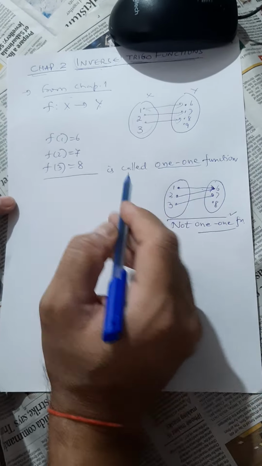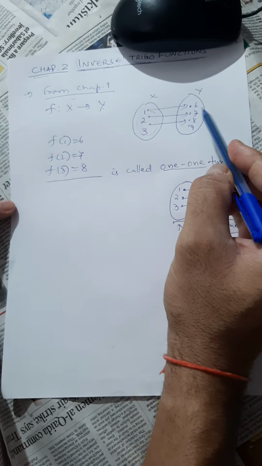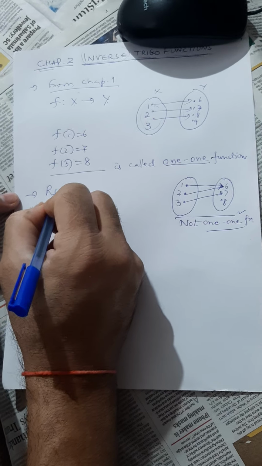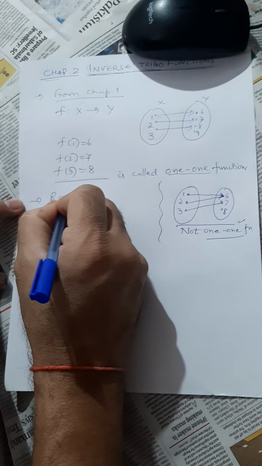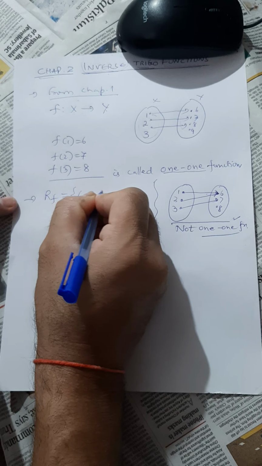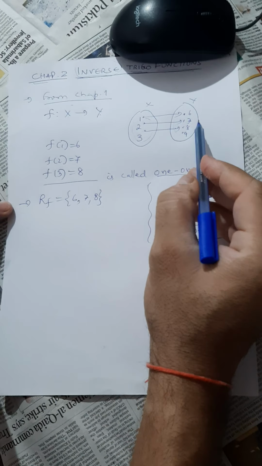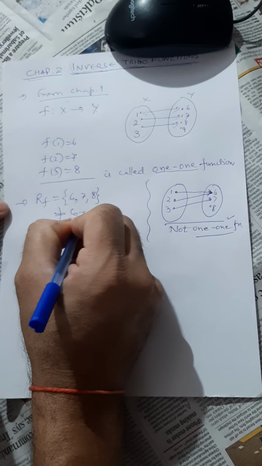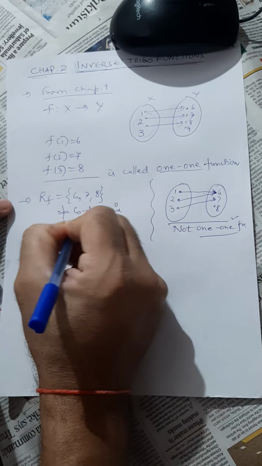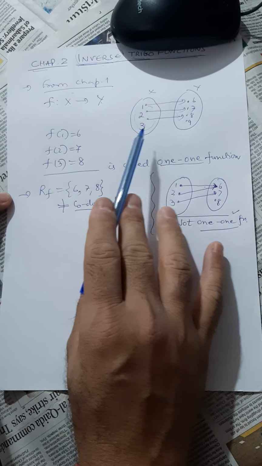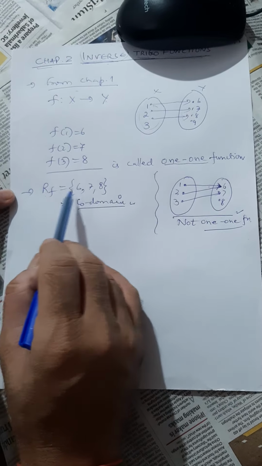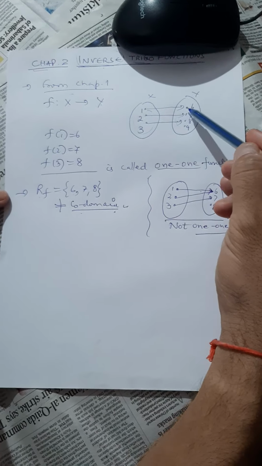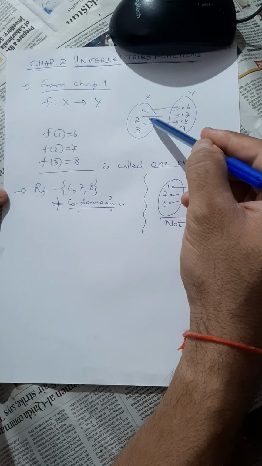That's one thing. Secondly, here in this function, if you find the range, what's the range of this function f here, which is the set of images 6, 7, 8. And what's the codomain? That is y, 6, 7, 8, 9. So this is not the same as the codomain. You know this is called codomain, this is called domain. So the range of the function is not the same as the codomain. That is, all members of the codomain are not covered by the function.